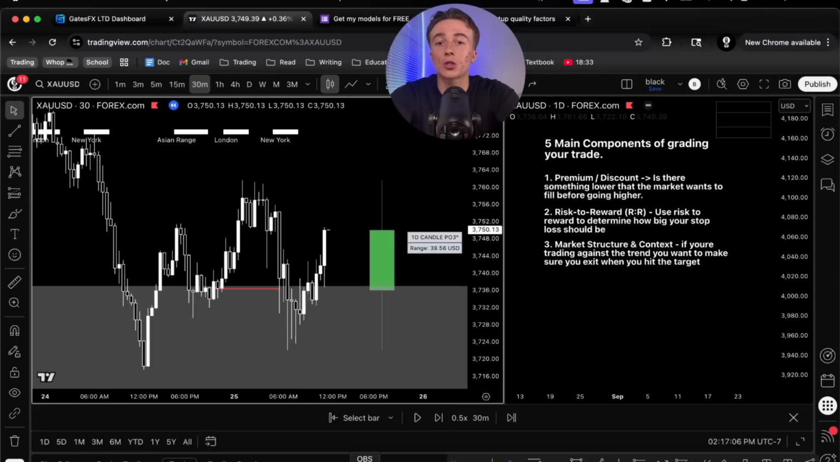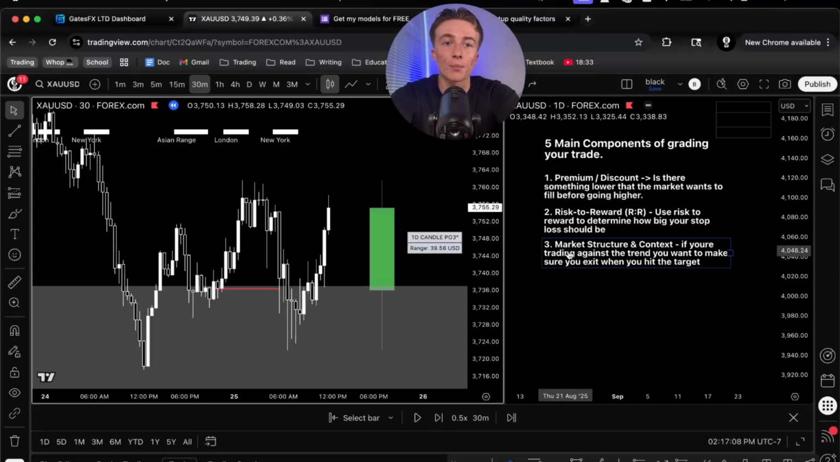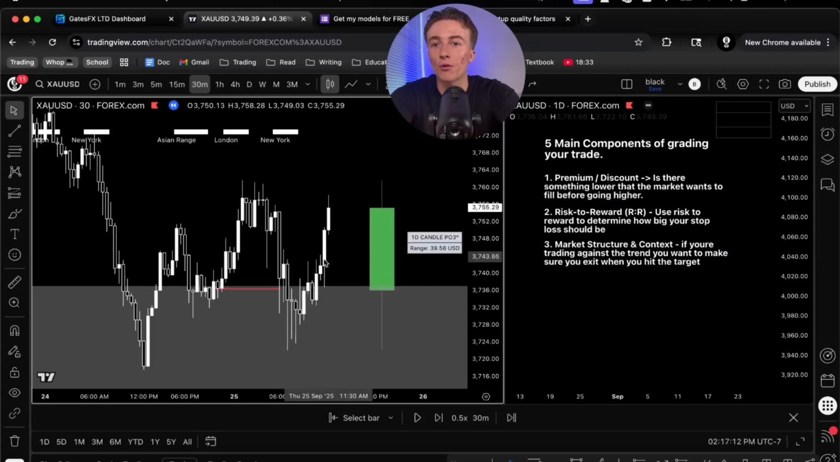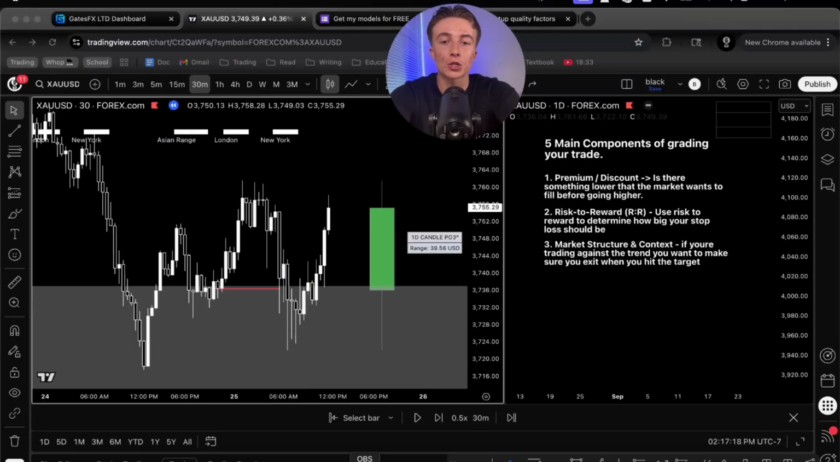So just make sure that if you're counter trend trading, you pay attention to the market structure context and make sure that you are very good with your targets. Price action will deliver. It will get to the target. You just want to make sure that you're not holding more than what the target is giving you if you're counter trend trading. That's going to lower your grade on the setup.